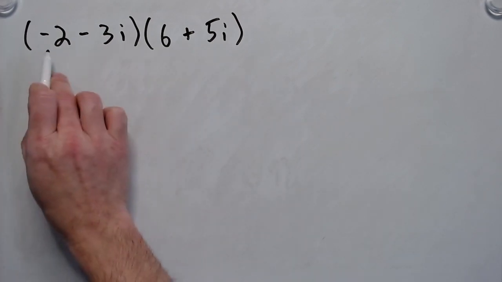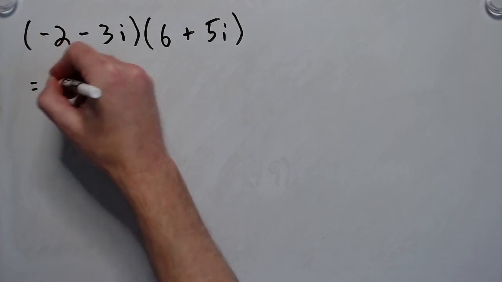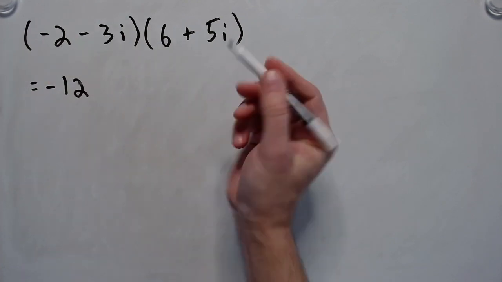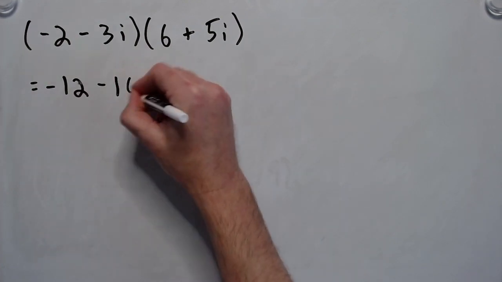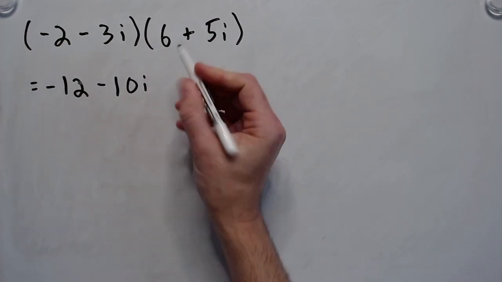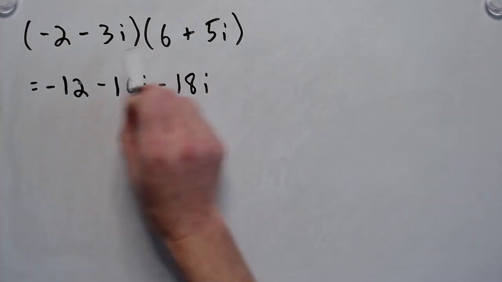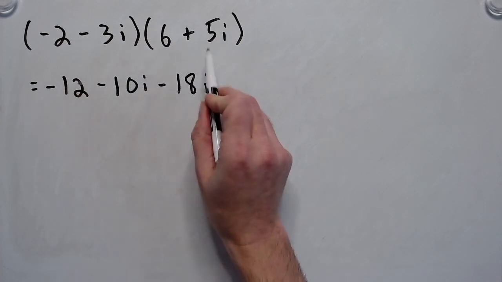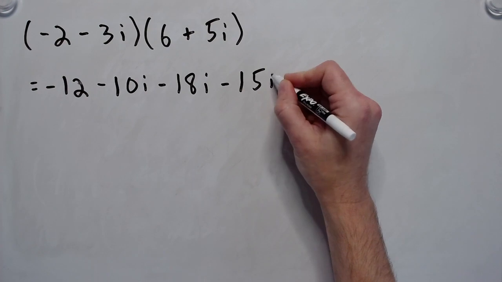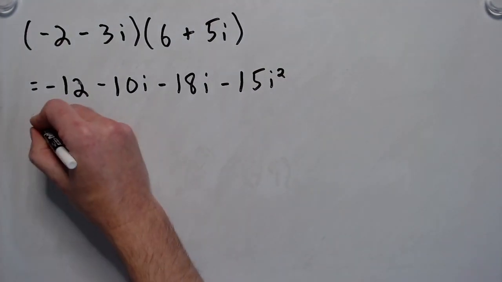So we'll start with our firsts. Negative 2 times 6 is negative 12. Our outers, negative 2 times 5i, that's negative 10i. Our inners, negative 3i times 6 is negative 18i. And then our last, negative 3i times 5i, would get us negative 15i squared.